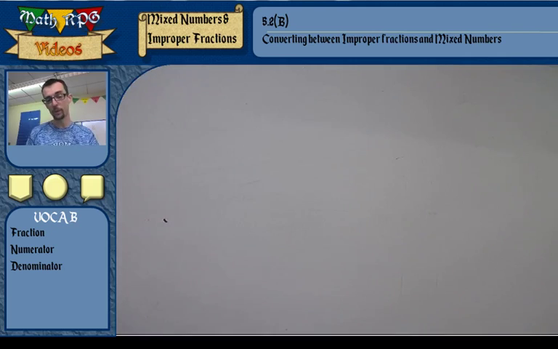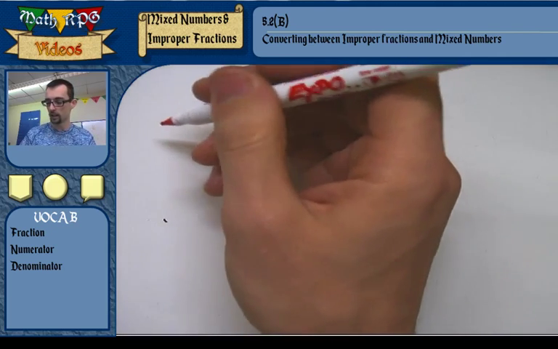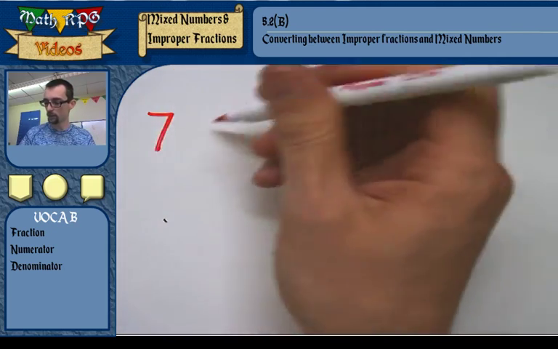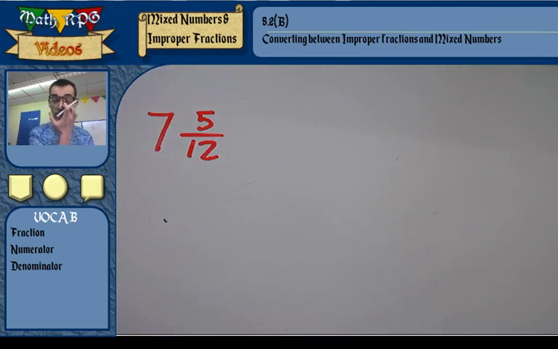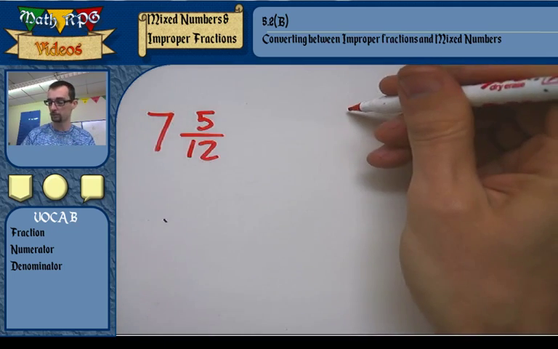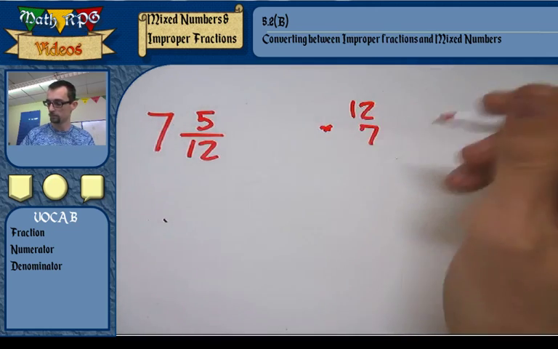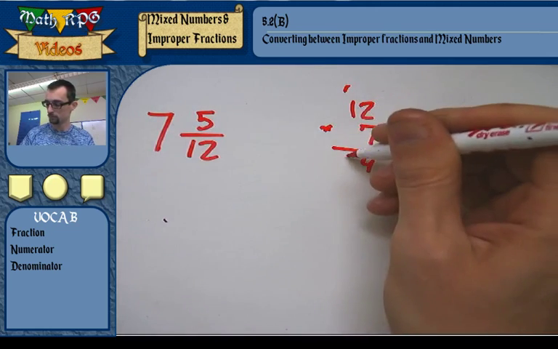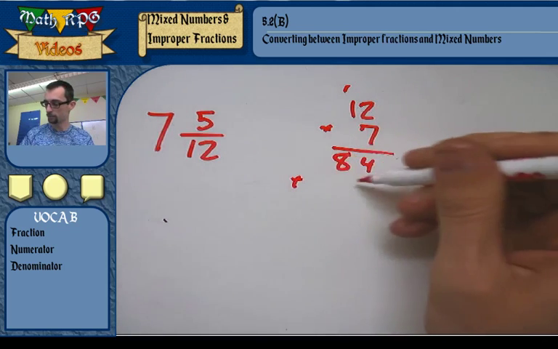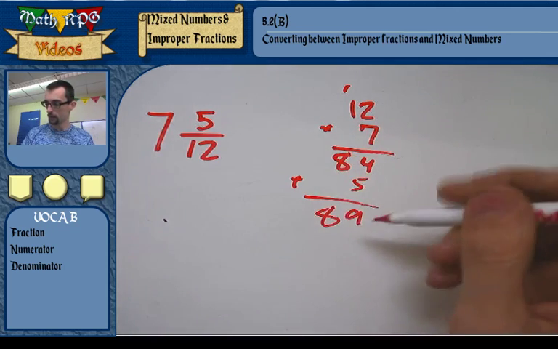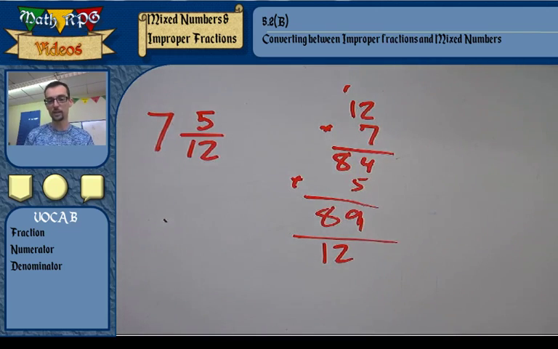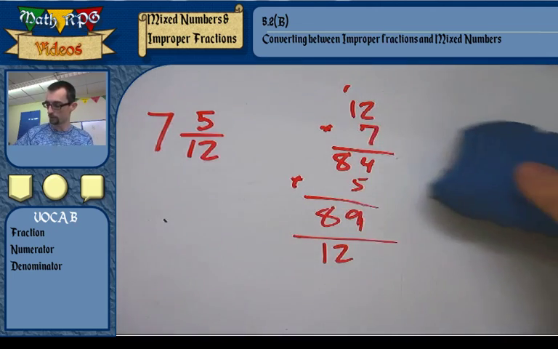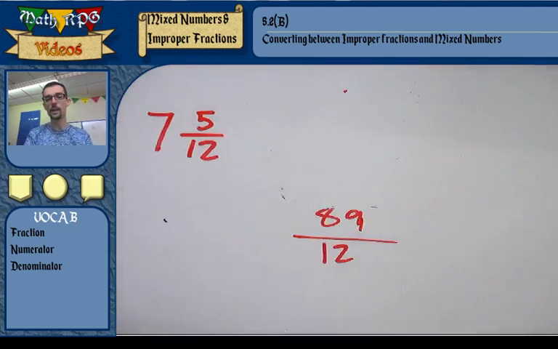So if I have a really ugly one that I don't want to draw a picture for, say 7 and 5/12. Right? I don't want to draw a picture of that. It's going to take all day long. So what I can do is my shortcut, multiply 7 times 12, and then add 5. 89, and put that over my denominator as it was. And I get my answer is 89/12. Right? That would be written as an improper fraction.